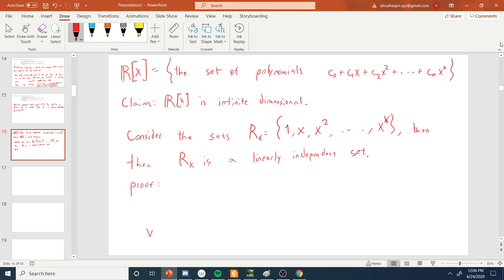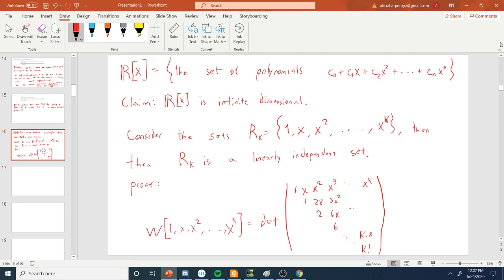We can look at the Wronskian. The Wronskian of 1, x, x squared all the way through x^k is going to be the determinant of the following matrix. So here I'll have 1, here I'll have x, and then I'll have 1 here. Here I'll have x squared, and then 2x, and then 2 here. Here I'll have x cubed, 3x squared, 6x here, and then just 6 here, and so on, all the way down to k factorial here, and then k factorial times x all the way up over to x^k.